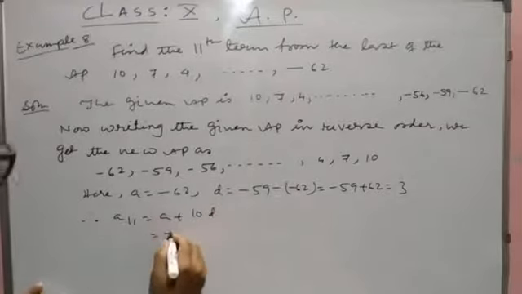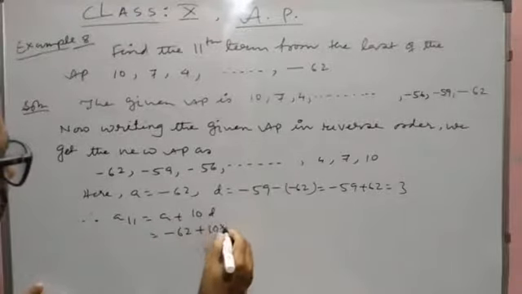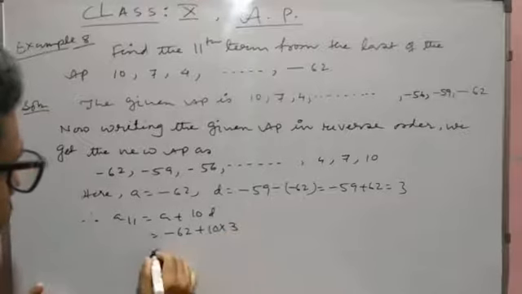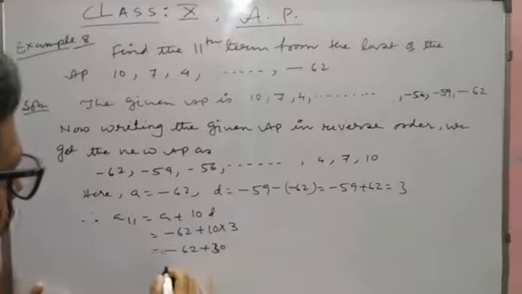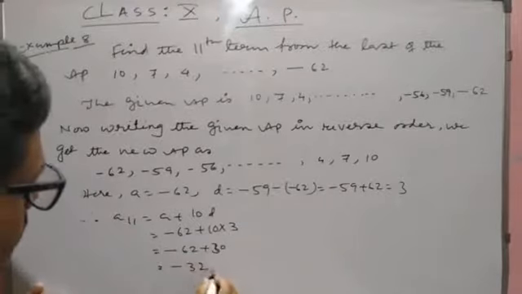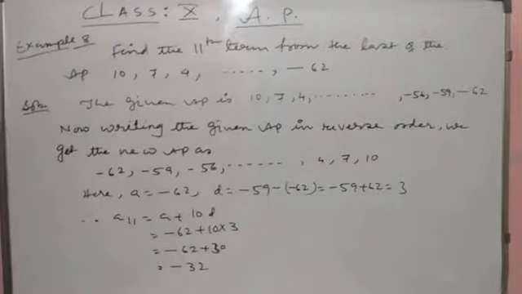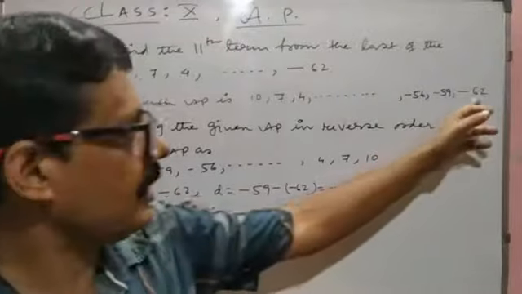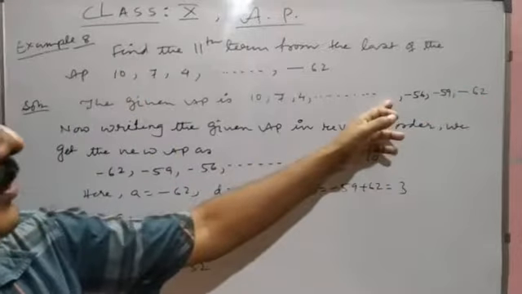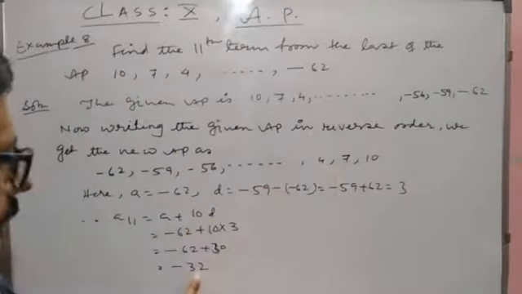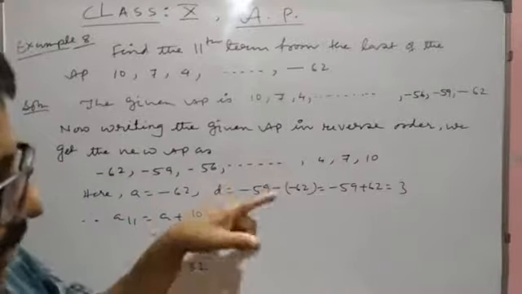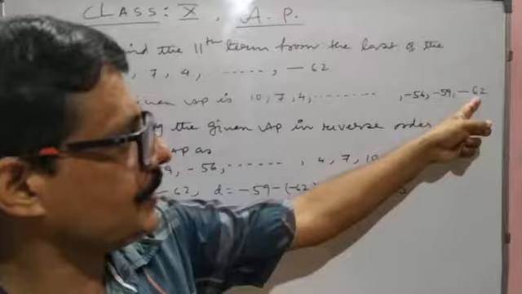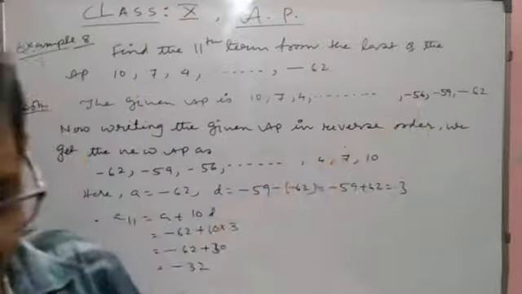A means minus 62, 10 into D means 3, so it will be minus 62 plus 30, so it will be minus 32. That means if we count the 11th term from the back side, the 11th term will be minus 32, and from this side minus 32 after reversing, but for the original AP it will be from the last term.